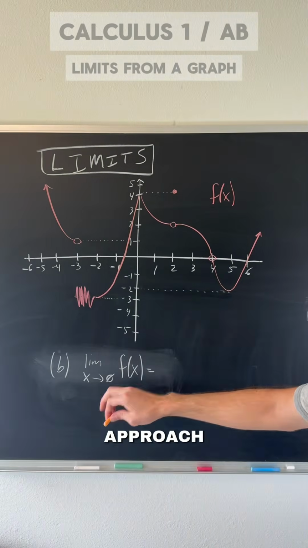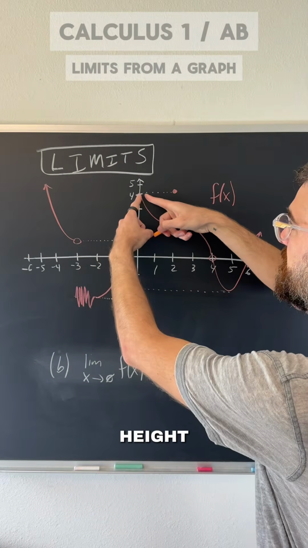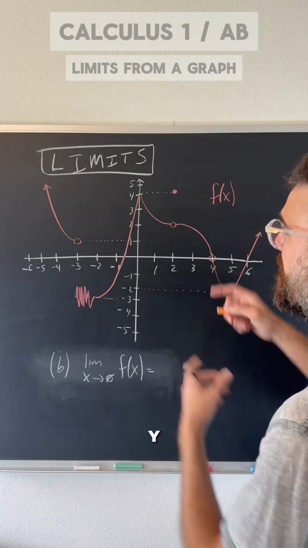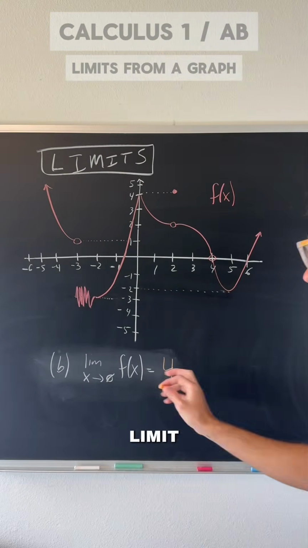Now, what about as we approach 0? Well, as we get closer and closer to the y-axis, we see that the height of the function gets closer and closer to 4. What about the limit as x approaches 0? Looking at x equals 0, our y-axis, our function seems to get closer and closer to a height of 4. Therefore, our limit would be 4.